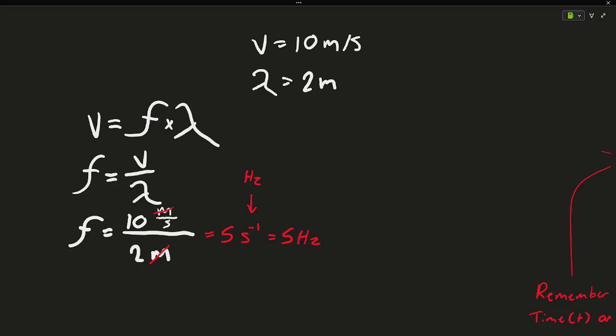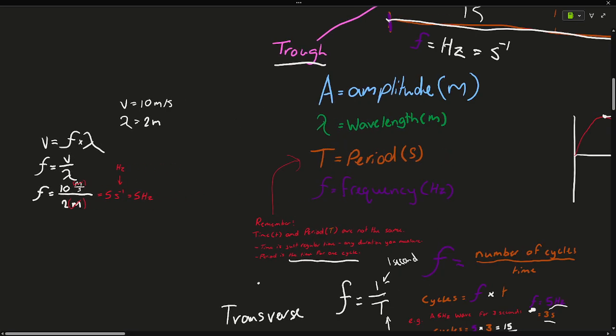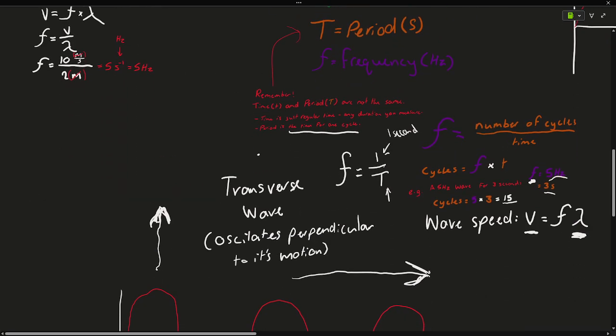So just remember, when you're transposing to find velocity or to find frequency, the lambda is measured in meters, which cancels out with the meters inside of the velocity, which is measured as meters per second. So that can help sometimes.